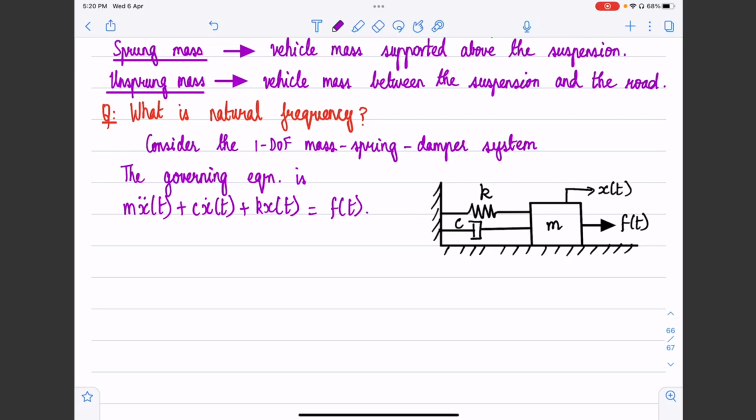So all of us know the formula for the natural frequency. The formula for the natural frequency, omega n, is going to be equal to square root of k by m. Okay, so we are all aware of this formula. The question is how, right? How did we go from this equation to this formula for the natural frequency of this single degree of freedom mass spring damper system? Okay. So any answers about that?